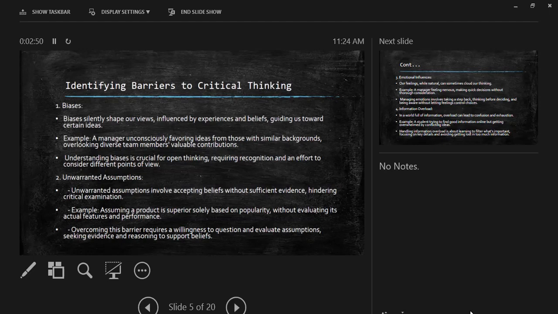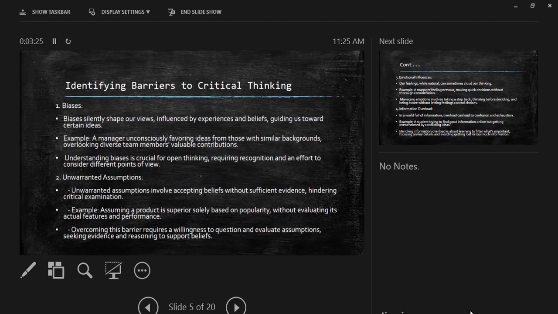The first one is bias. Bias silently shapes our views. It's influenced by experience and beliefs, guiding us toward a certain direction or certain ideas. Example, a manager unconsciously favoring ideas from those with a similar background, overlooking a diverse team or valuable contributions. Understanding our bias is crucial for open thinking, requiring recognition and effort to consider different points of view.